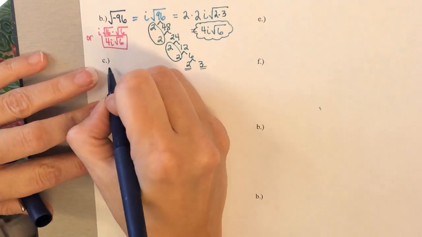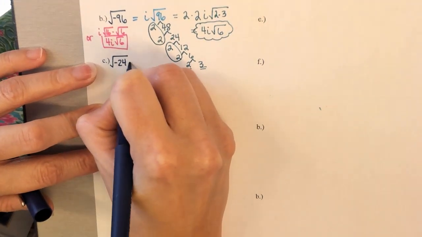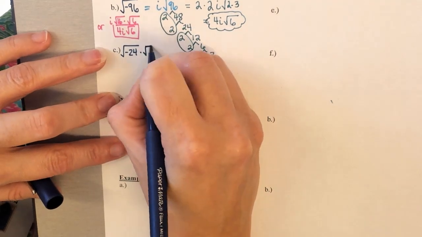Okay, so for C, you have the square root of negative 24 times the square root of negative 2.